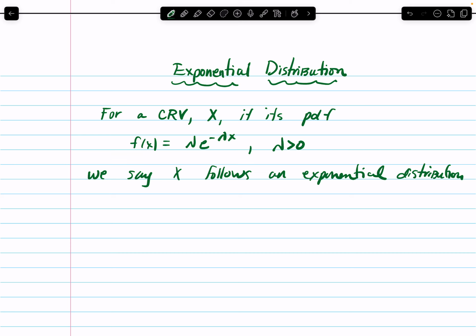So, the graph of that PDF. Lambda is greater than 0 and x is greater than 0. So our graph looks like this. That's our PDF for the exponential distribution.